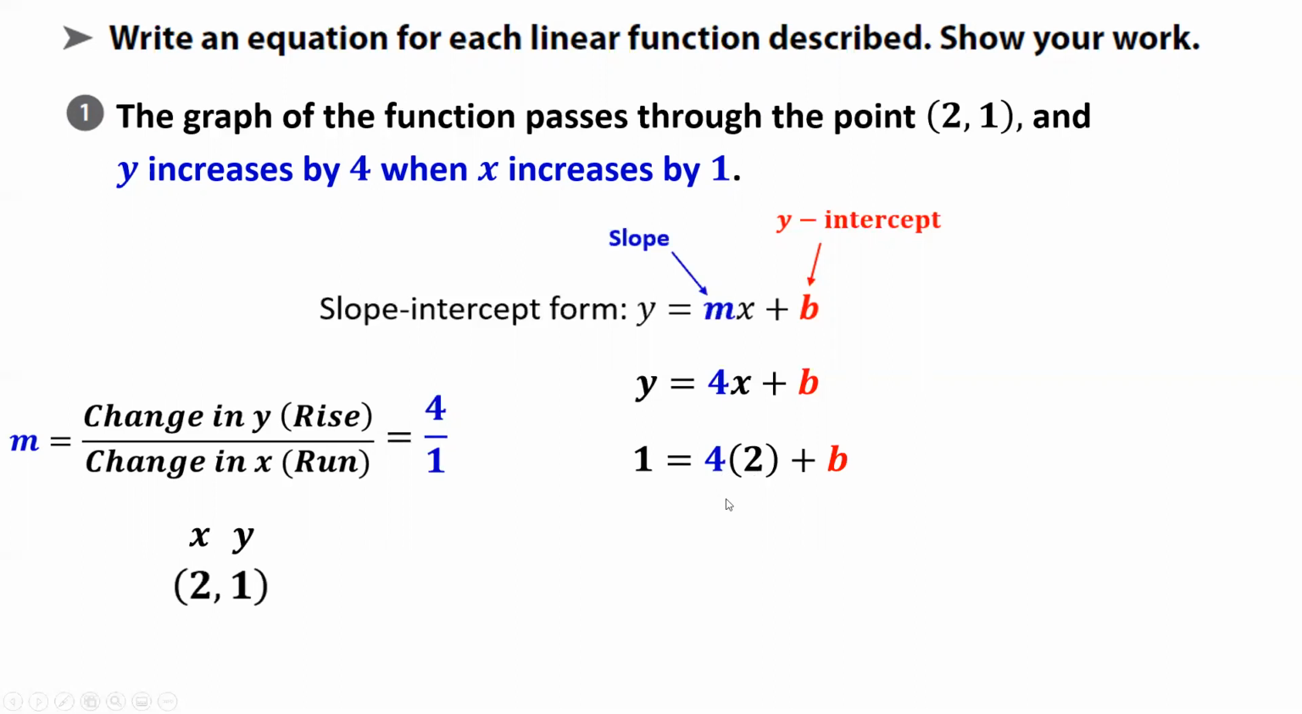Well, 4 times 2 is simply 8. And to solve for b, I just need to get rid of the positive 8, and the opposite of adding 8 is to subtract 8 on both sides. And 1 take away 8 gives me negative 7. So my slope is 4 over 1. My y-intercept is negative 7. I just need to put that information together into a final answer, which will be y equals 4x minus 7.